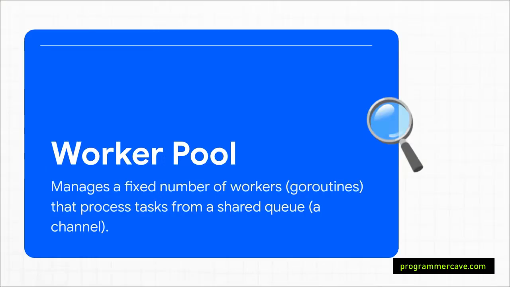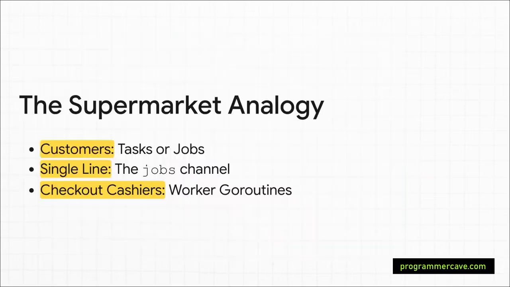So what is it exactly? Well, at its core, a worker pool is just a fixed group of Goroutines, or workers, that are all ready to do some work. And they all pull their tasks from one single shared queue. And in Go, that queue is almost always a channel. Simple as that.